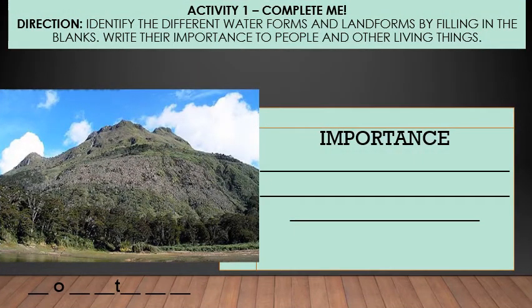Now, let's have sets of activities. Activity 1. Complete me. Identify the different water forms and landforms by filling in the blanks. Write their importance to people and other living things. Number 1. What do you think is this landform? And I want you to write its importance to people and other living things.